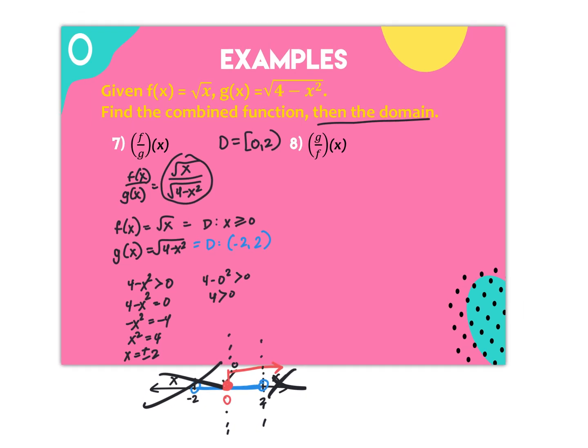Now let's go and try number 8. So again, this is going to be g of x over f of x. So now again, notice that f of x is the one in the denominator spot.